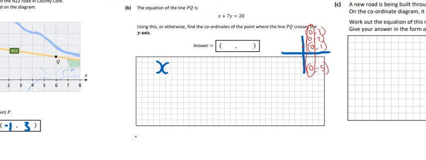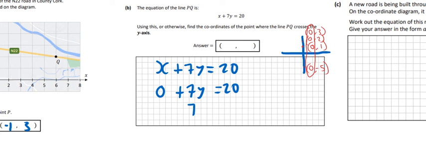So if I let x be 0 there, 0 plus 7y equals 20. And then 7y equals 20. And then to get what y is, we do 20 divided by 7. So it'll be about 2.9, I'd say, or we can just leave it like that. So the answer is going to be 0, 20 over 7.